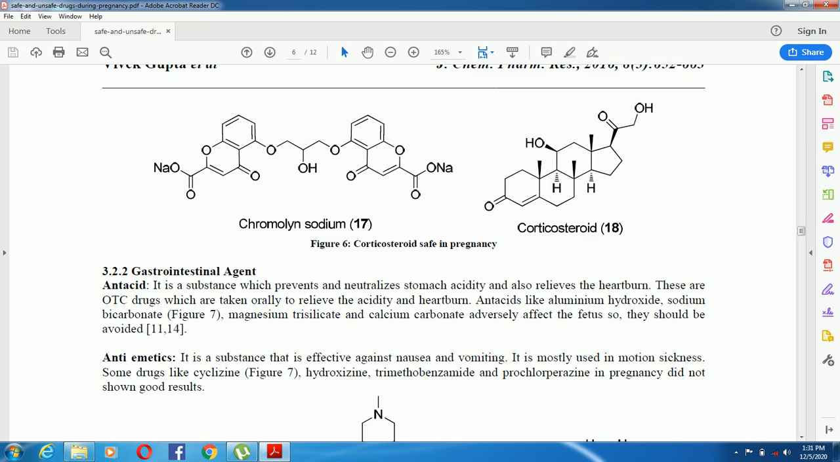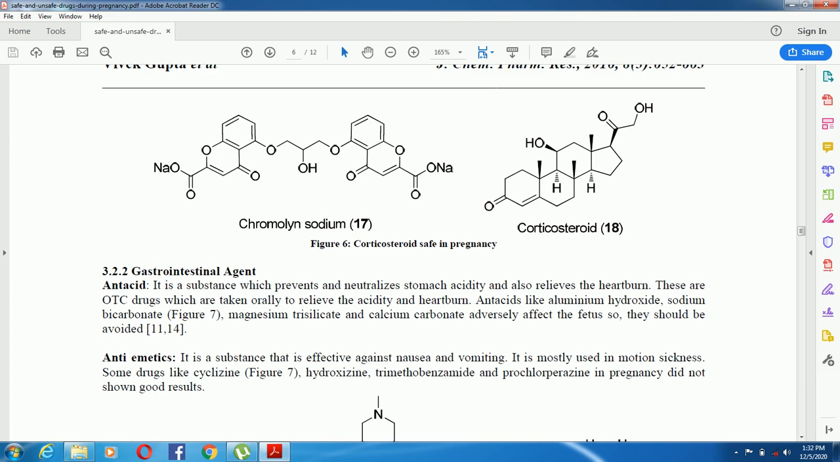For example, we use certain kinds of drugs like Mucaine, which contain aluminum hydroxide, magnesium trisilicate and calcium carbonate. All these antacids should be avoided. Anti-emetic is a substance that is effective against nausea and vomiting. During pregnancy, vomiting and nausea are common signs and symptoms which are reported. But it is mostly used in motion sickness.